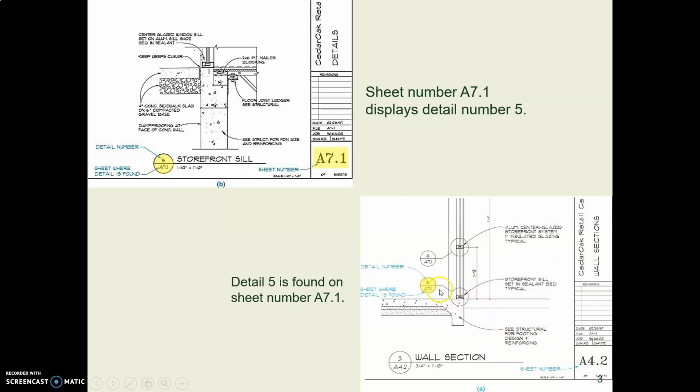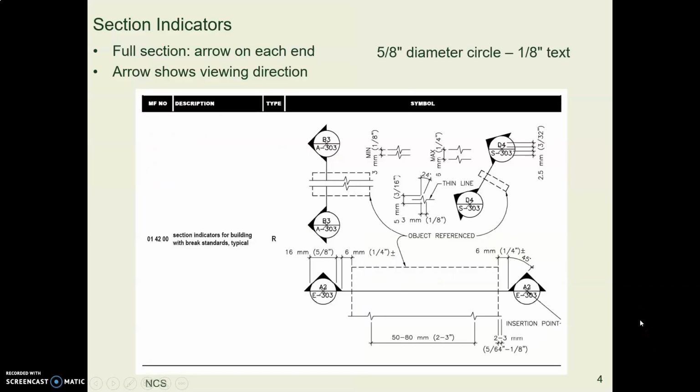And this detail was referenced back on this other sheet, A4.2. This was a sheet that had wall sections. There's where that particular detail is called out. It says go to sheet A7.1. So we do. Here is sheet A7.1, and there's our detail. This is another example of how, as an estimator or a contractor, you will be doing a lot of flipping back and forth from page to page, finding where is this, where is that, where do I get my information?